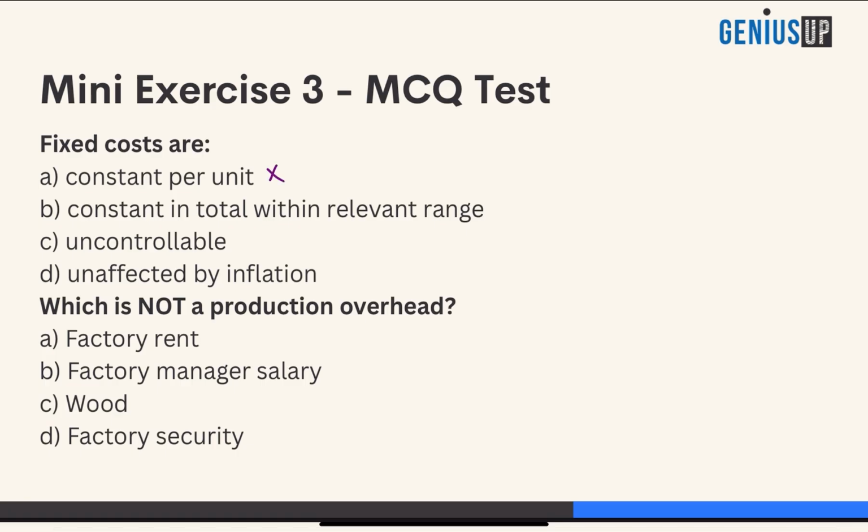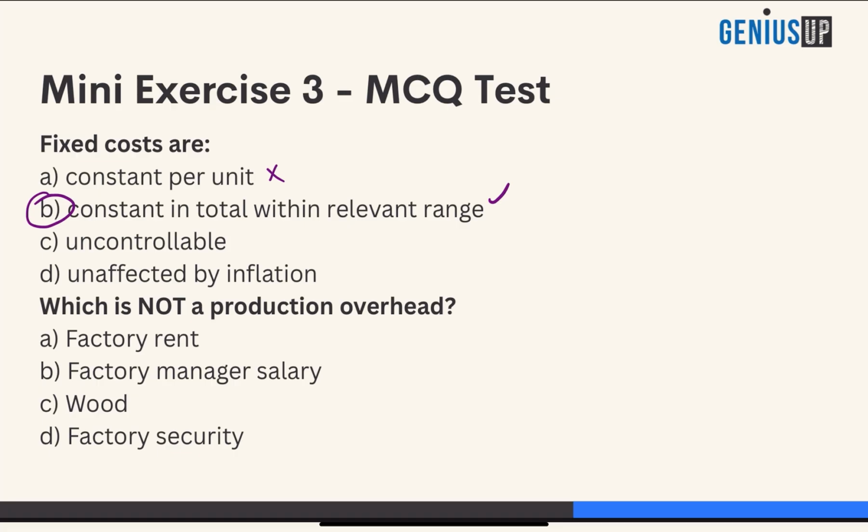The second one says it's constant in total within a range, right? And I'll say this one is correct. The reason is that with fixed cost, regardless of how much you produce, in total the cost is going to stay the same. If you're paying 50,000 for rent, whether you produce 10,000 units or 20,000 units, you're still going to pay 50,000 in total for rent. So this one is correct, that it's constant within a relevant range, unless it's step fixed, whereby outside of a certain range it's going to jump to a new cost.